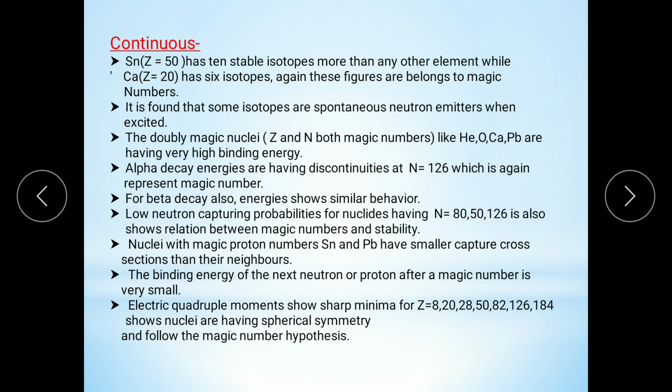So we saw that when nuclides have magic numbers, there are different properties, like a large number of isotopes, high binding energy, and high stability. Such properties are there, and the numbers which give these properties are called magic numbers.